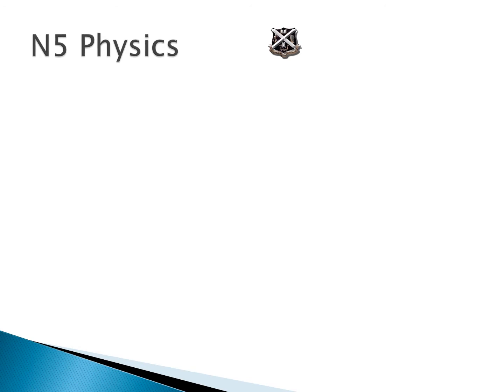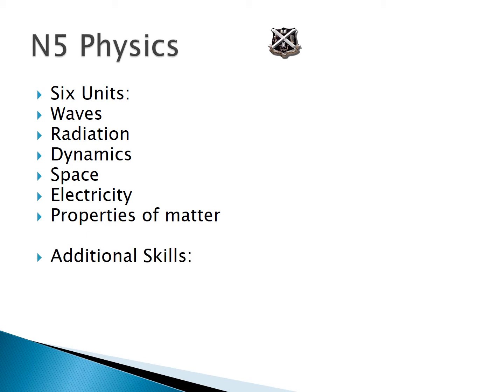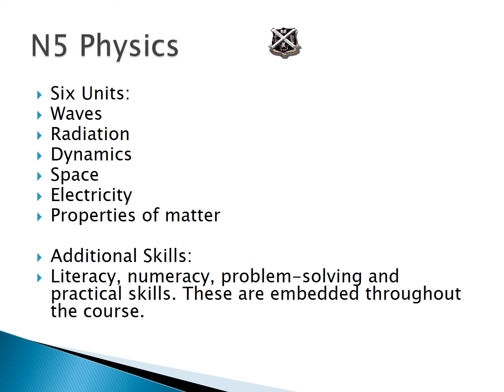The course itself is split over 6 individual units that progress throughout 3rd and 4th year at the Grammar School, and the names of these topics are waves, radiation, dynamics, space, electricity, and properties of matter. Now, as well as these 6 individual units themselves, there will be additional skills linked into the course, such as numeracy, literacy, problem solving, and practical skills, and they're embedded throughout the course as your child will progress through.